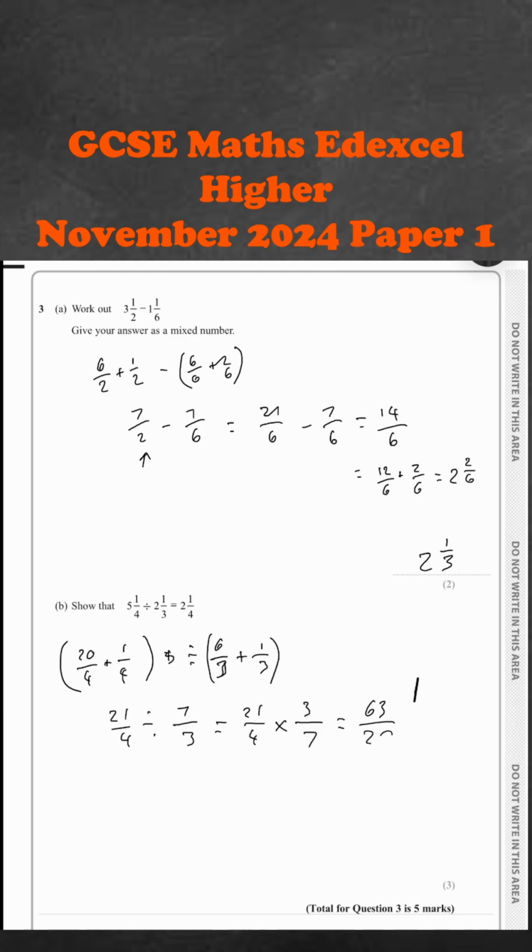Multiplying the bottom, we get 28. Now, if I divide this through by 7 on top and bottom, as 63 and 28 both divide by 7, we get 9/4. 9/4 is just 8/4 plus a quarter, which is 2 1/4 as required.